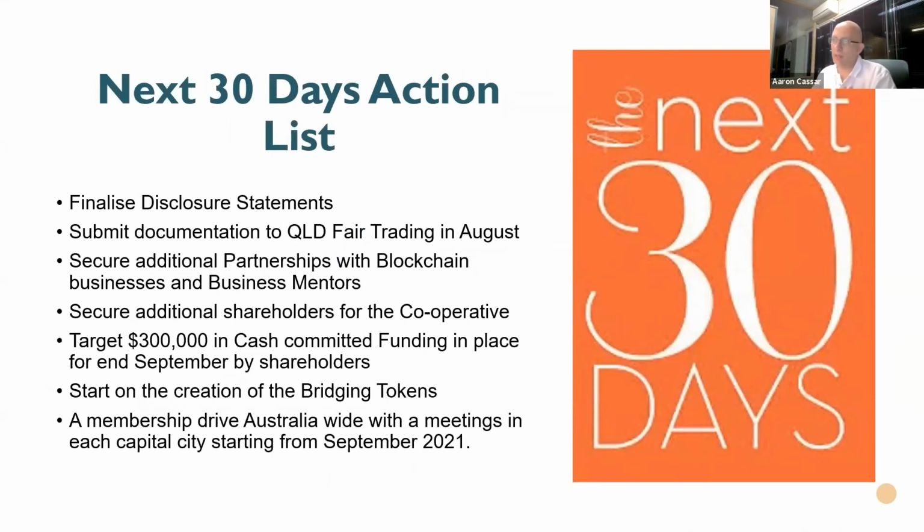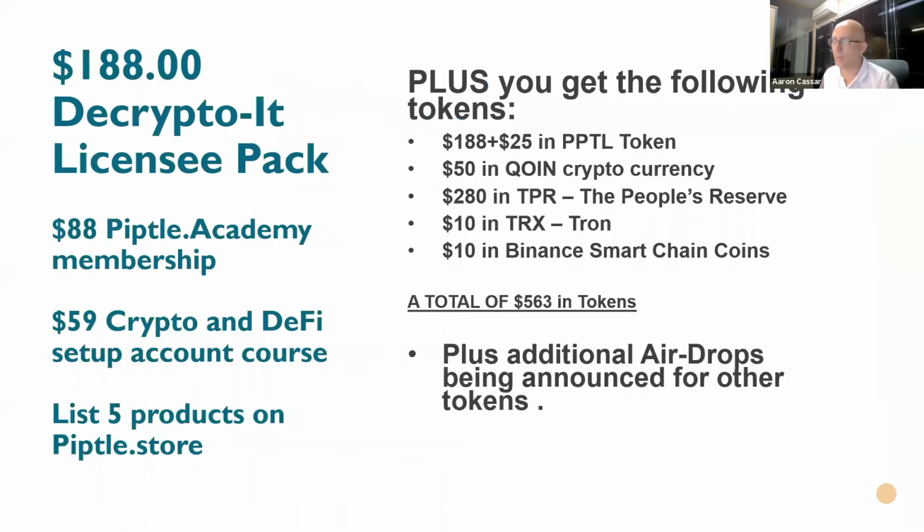So, as you see here, disclosure statements going in, submitting to fair trade. We'll have our partnerships being secured now, which we're working on. We've got other cooperative shareholders coming on board. We'll start to create bridging tokens in the month of October, November. We have our own DeFi token to do first, which is awesome. And then we have a membership drive all around Australia if we can travel by the end of October.